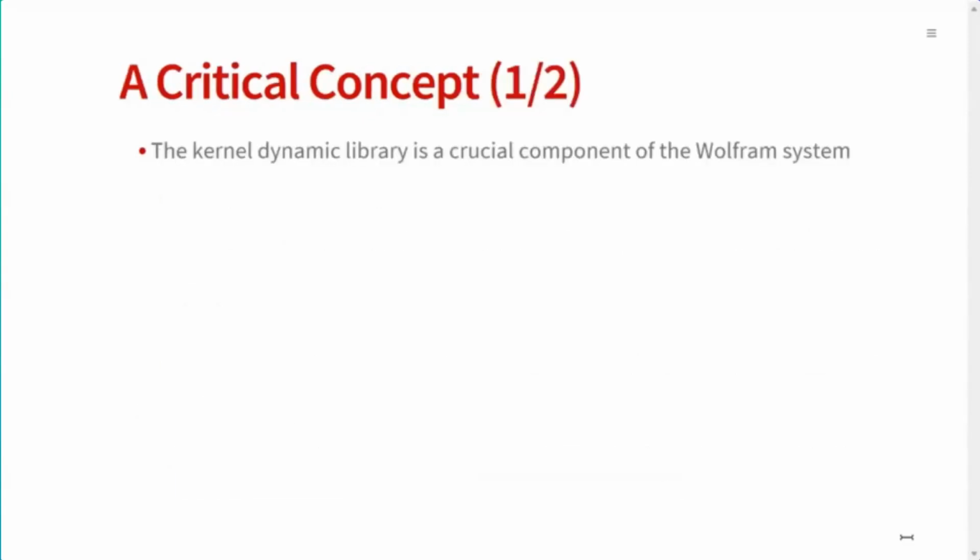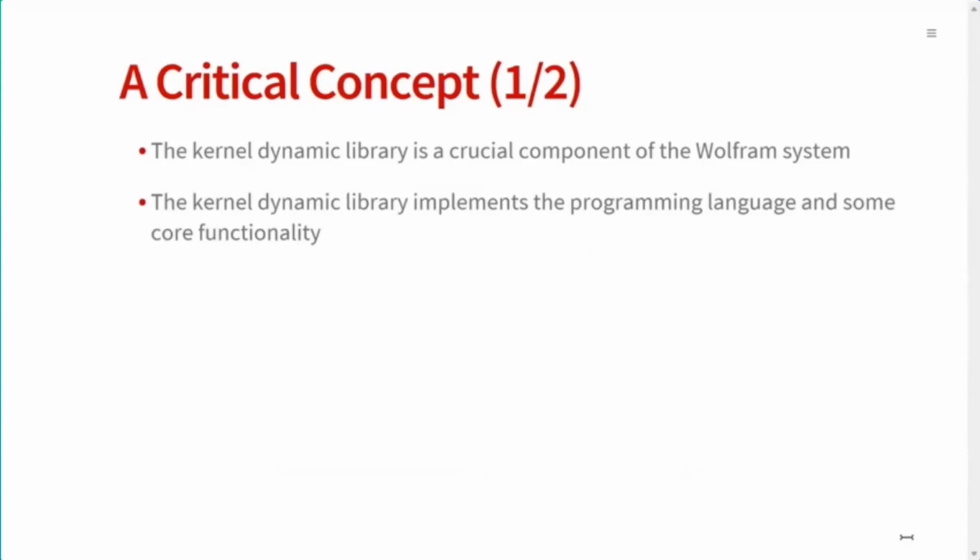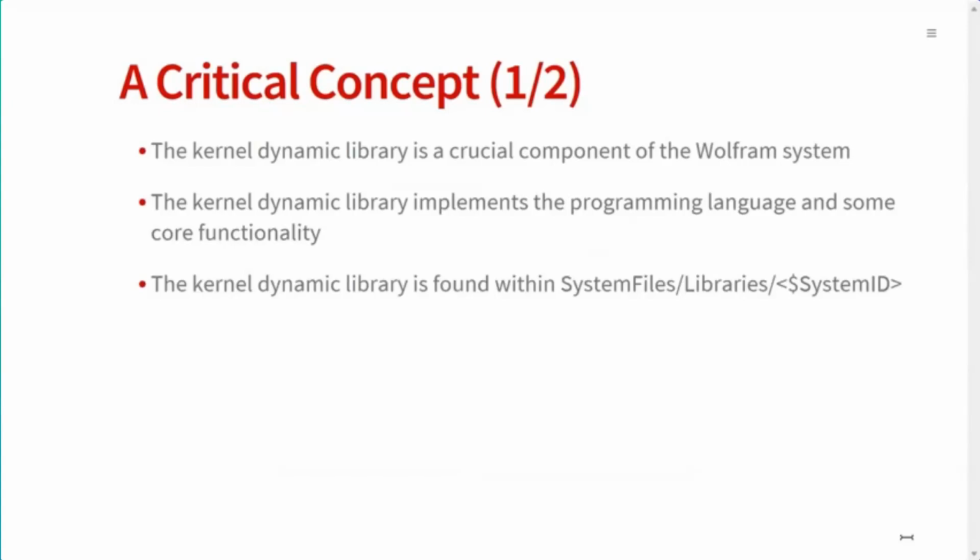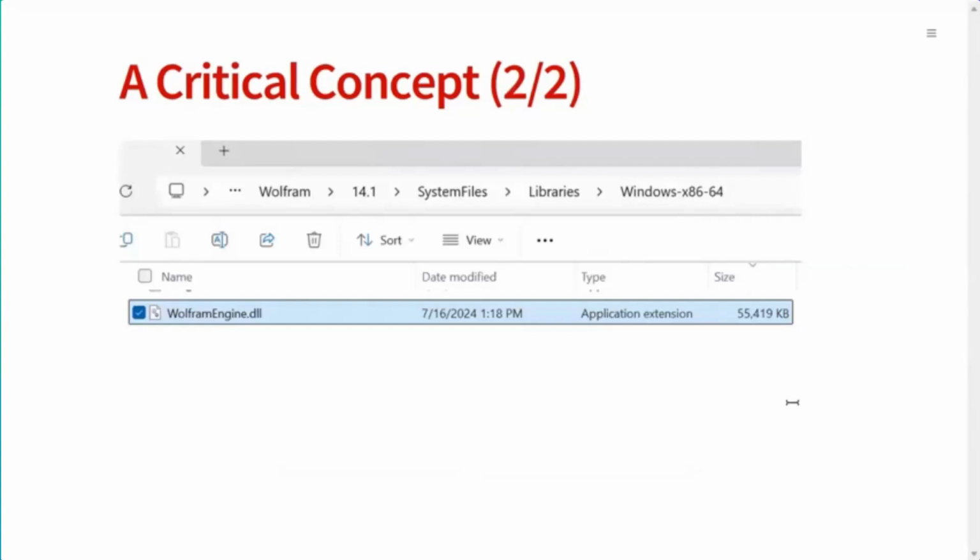So I wanted to go back to the expression API a little bit. I introduced a concept called kernel dynamic library. This is a crucial component in terms of the implementation of the Wolfram system. It implements the actual Wolfram programming language and core functionality. And if you want to know where it is, it's in SystemFiles, Libraries, and then your system ID. And I gave a concrete example here for Windows.